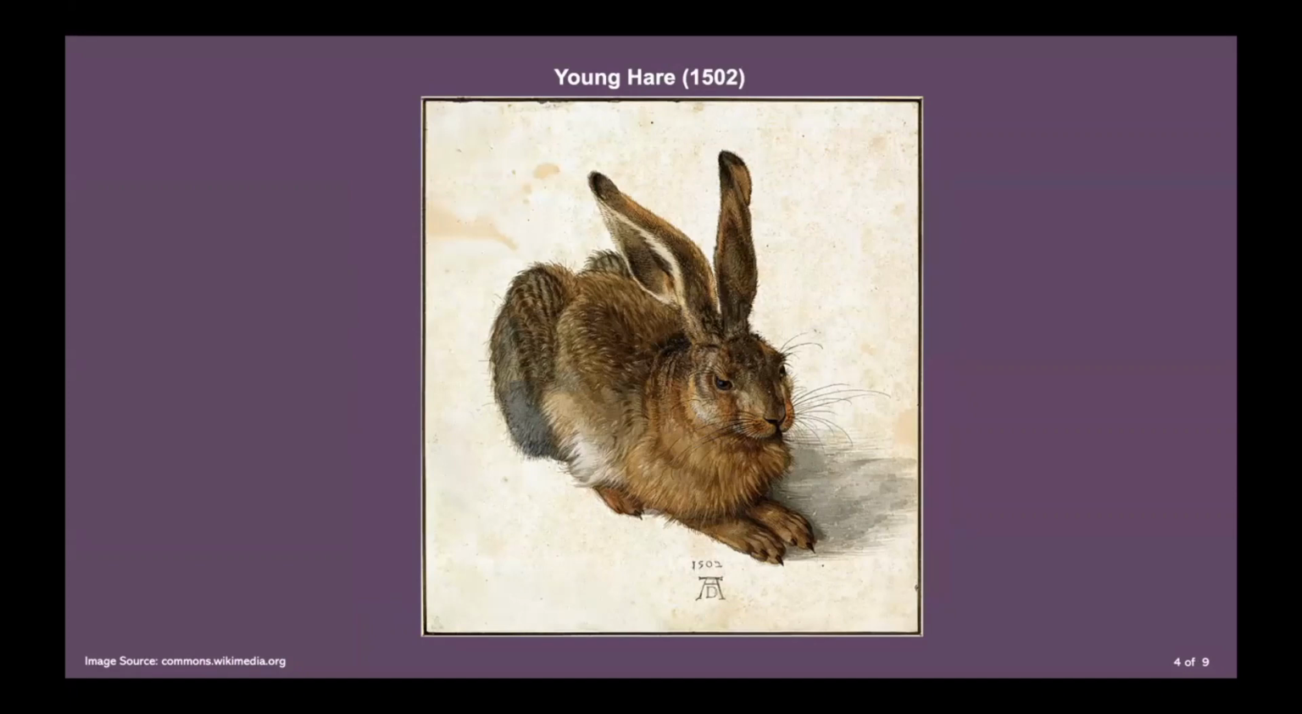So now we'll focus on a few of Dürer's animals. Young Hare is a watercolor painted in 1502 and is one of the most famous examples of Dürer's study of nature and animals. And the artwork is significant, not only because it demonstrates Dürer's craftsmanship, but also because it provides insight into Dürer's understanding of the relationship between art and nature.